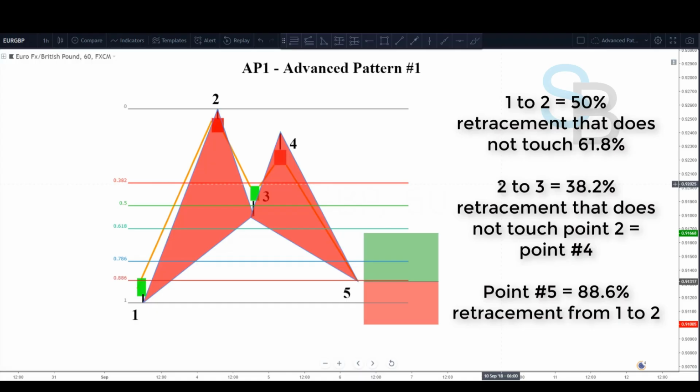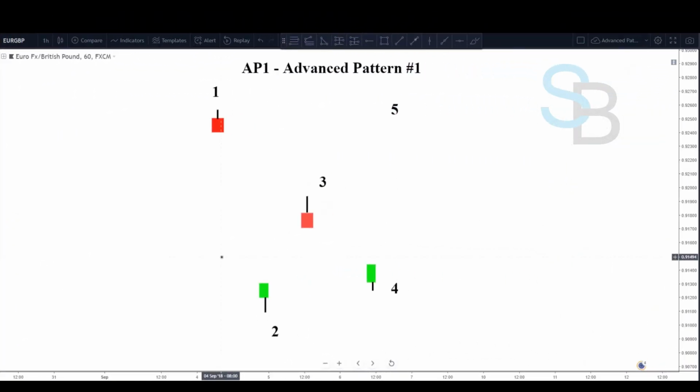Then we'll take a look at stops and targets. Then we'll actually go down to the charts and take a look at a couple of trading opportunities based on the AP1 strategy. Okay, so now let's work on the bearish version of the AP1.